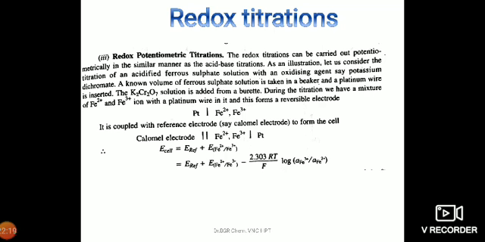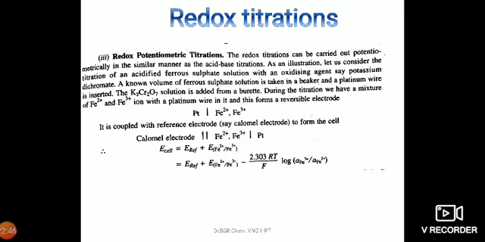The redox titrations can be carried out potentiometrically in a similar manner as the acid-base titrations. As an illustration, let us consider the titration of an acidified ferrous sulfate solution with an oxidizing agent, say potassium dichromate. A known volume of ferrous sulfate solution is taken in a beaker and a platinum wire is inserted, and the potassium dichromate solution is added from the burette.